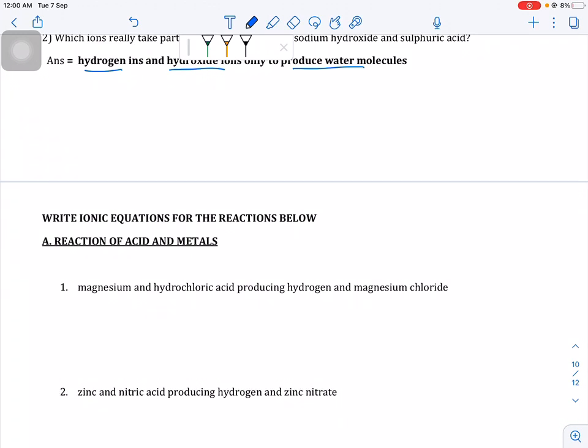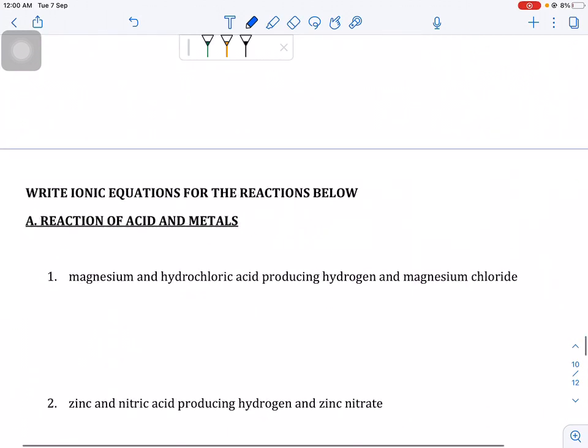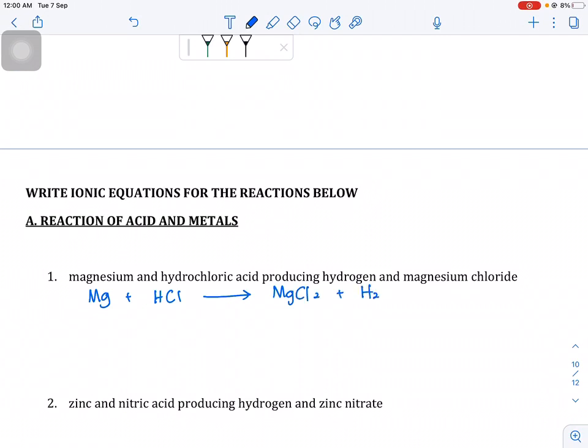Okay, let's try. Write ionic equation for the reaction below. The reaction between acid and metal. Okay, first write chemical equation. So, magnesium is Mg, hydrochloric acid is HCl, produce our salt, magnesium chloride, MgCl2, and hydrogen gas. So, your skill in writing chemical equation is really important. Writing chemical formula, chemical equation sangat penting. If not, you cannot have correct ionic equation. So, kalau tak ingat charge, tak ingat formula, tak tahu nak balance, tak tahu the product, memang tak boleh jawab.